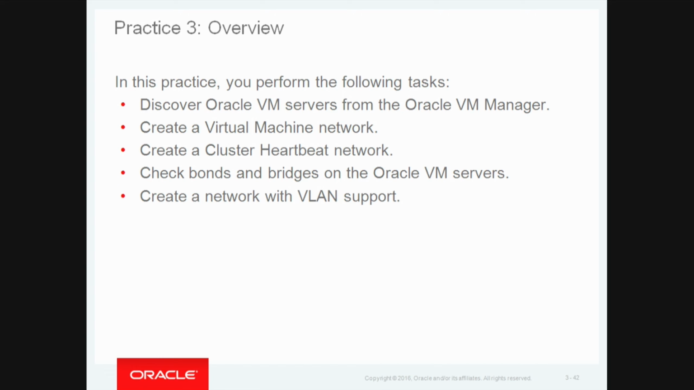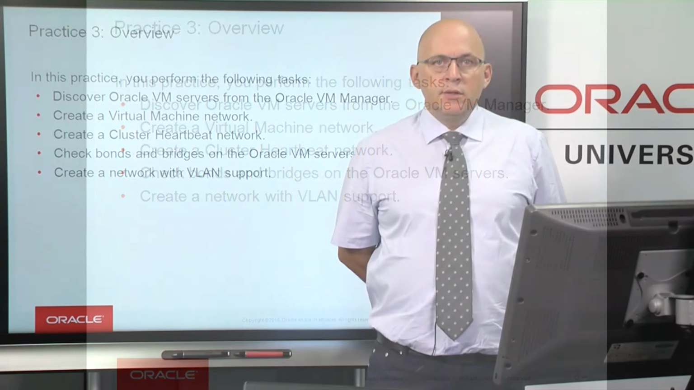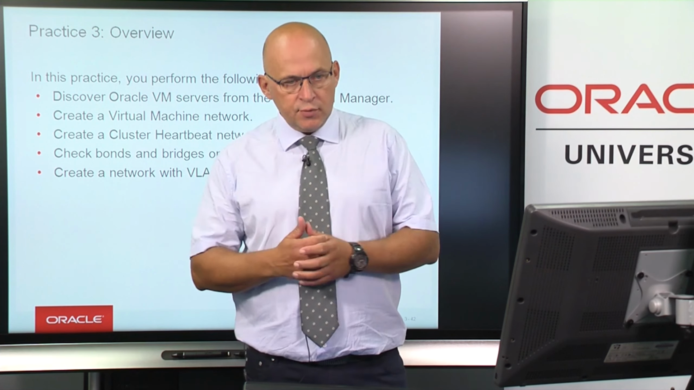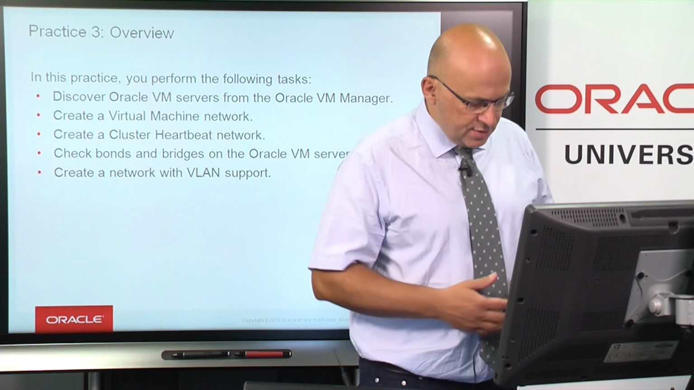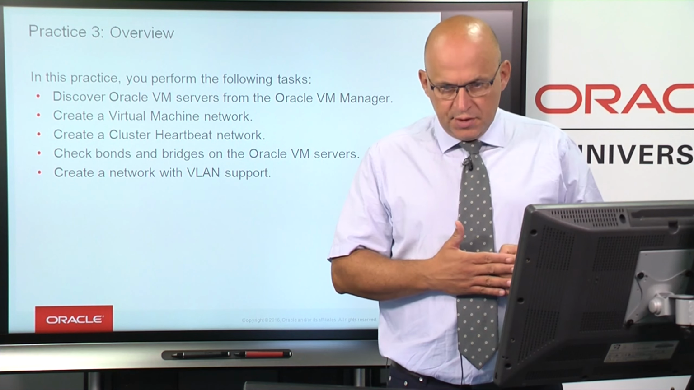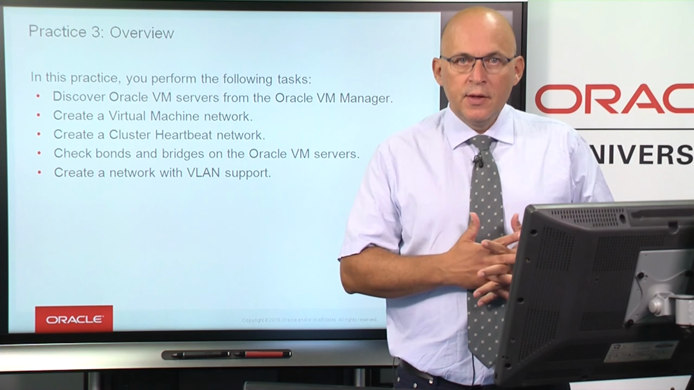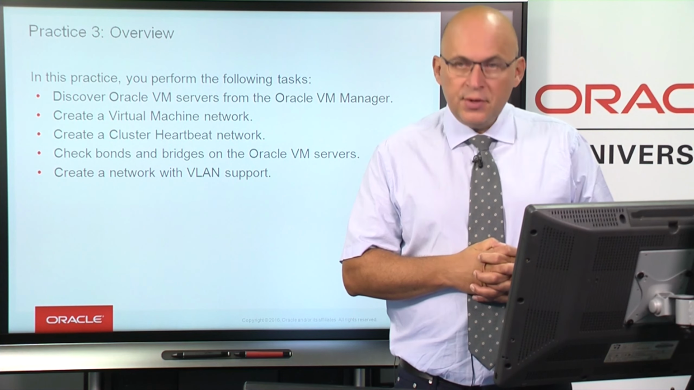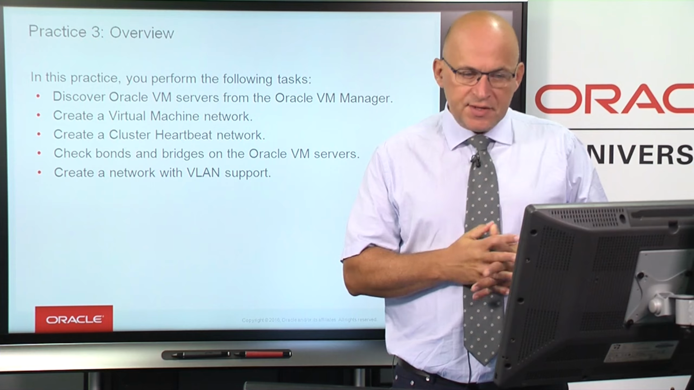How you have to check bonds and bridges on the Oracle VM servers, and how you have to create a network with VLAN support, knowing that this is just a simple demo, and in our labs we don't have this kind of VLAN support, but you will see how to use this functionality if you need this kind of setup for your virtualization. So this is the end of chapter 3, part 3.